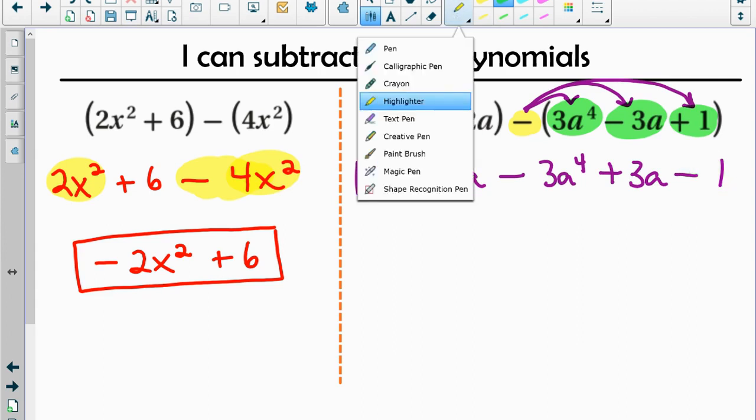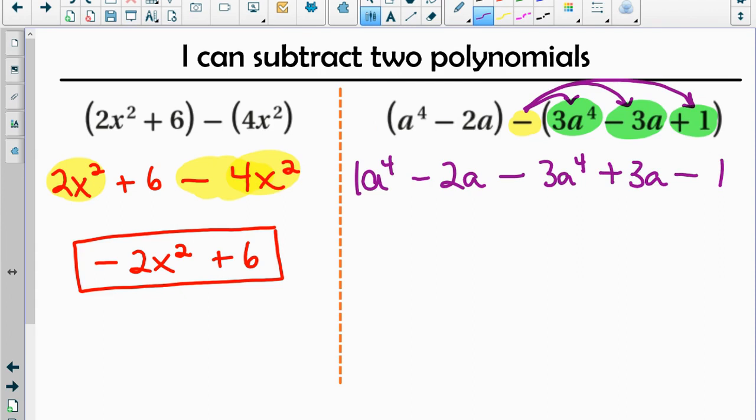Now I have my list ready to go. I don't have to think of it as subtracting anymore. I just combine like terms. So I'm trying to find my terms that have the largest power, the largest exponent. I see that that would be 1a to the fourth power minus 3a to the fourth power is negative 2a to the fourth power. Then I also have a to the first power and a to the first power. I can combine those.